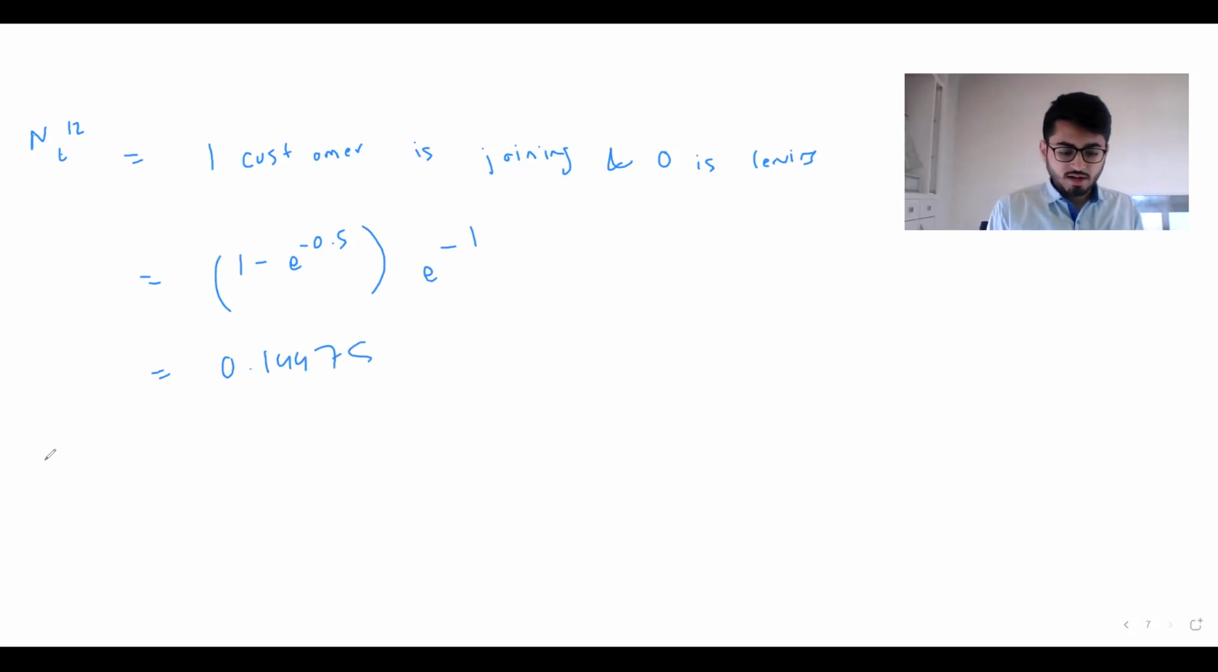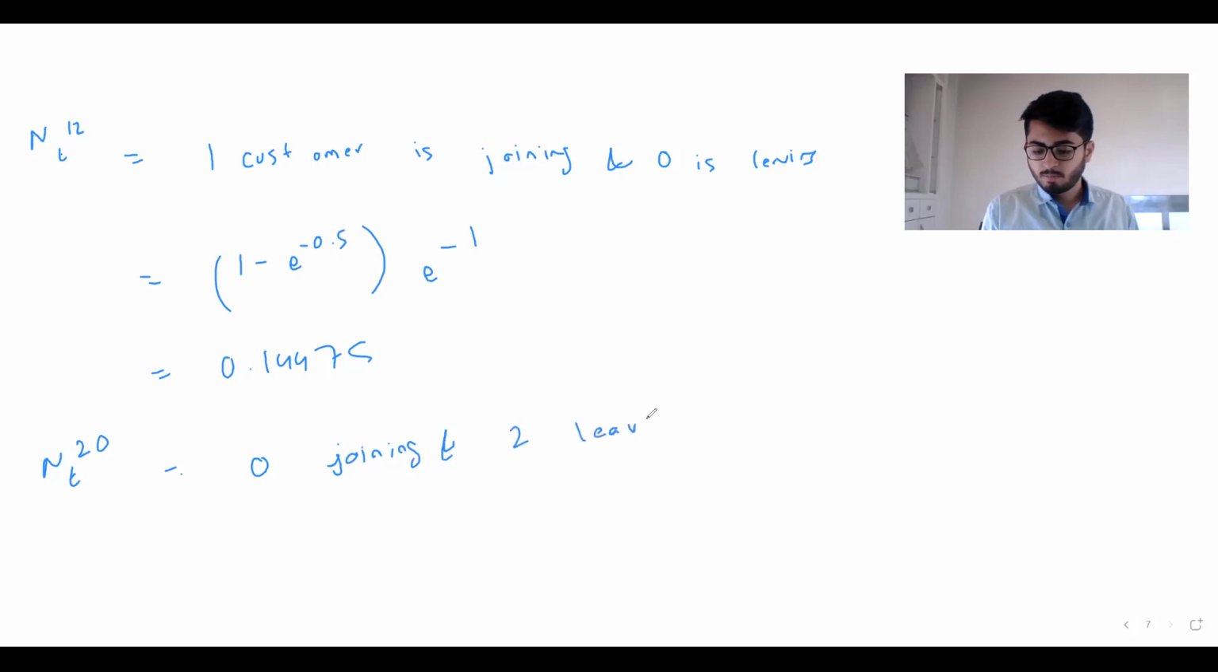Now, the last one is the easiest. NT20. You're starting with 2 over here, right? There are already 2 in the queue. So at the beginning of day, nobody can enter, right? So that is probability 1 only. So this is basically 0 entering, 0 joining, and 2 leaving. So this will be nothing but 1, the probability of 0 joining given that it's already full with 2, into 2 leaving, which is basically 1 minus 2 e to the power minus 1.